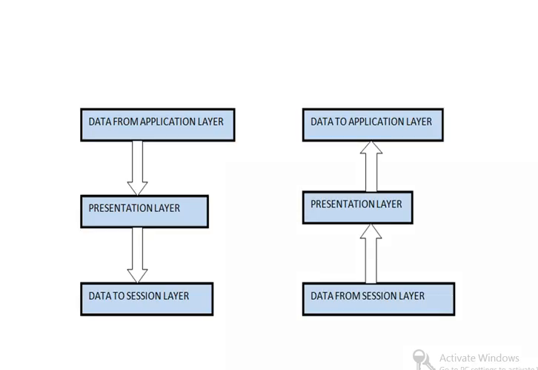This is the diagram. For example, data comes from the application layer to the presentation layer, then goes to the session layer, and in this way again comes from the session layer to the presentation layer, and again data goes to the application layer, which the user uses.